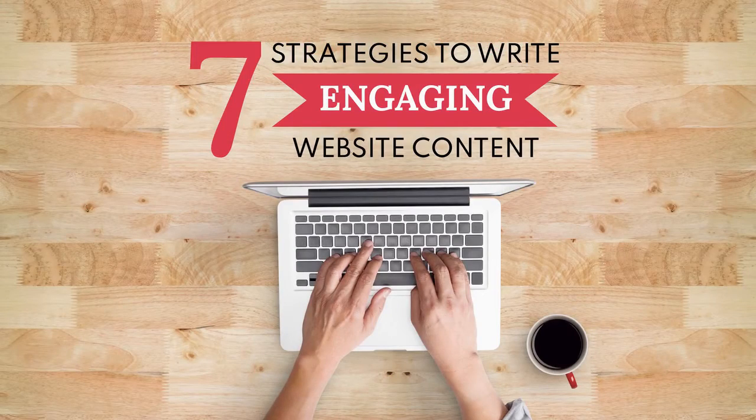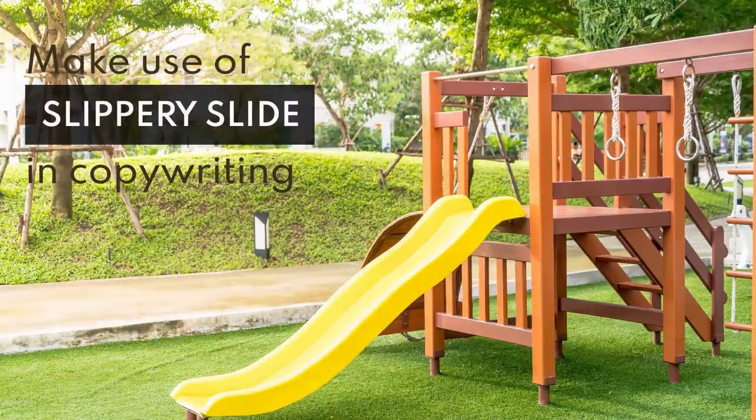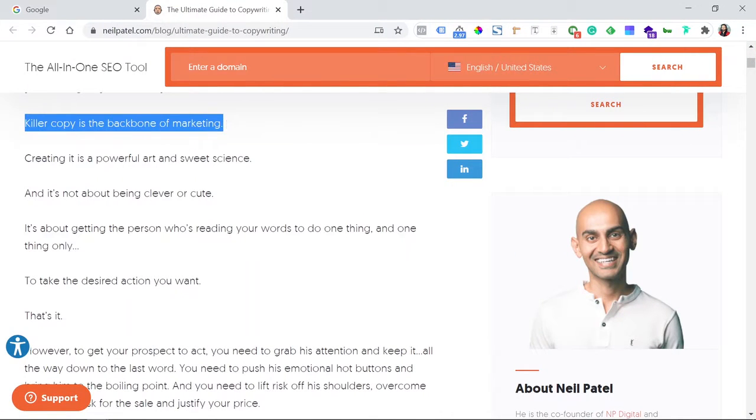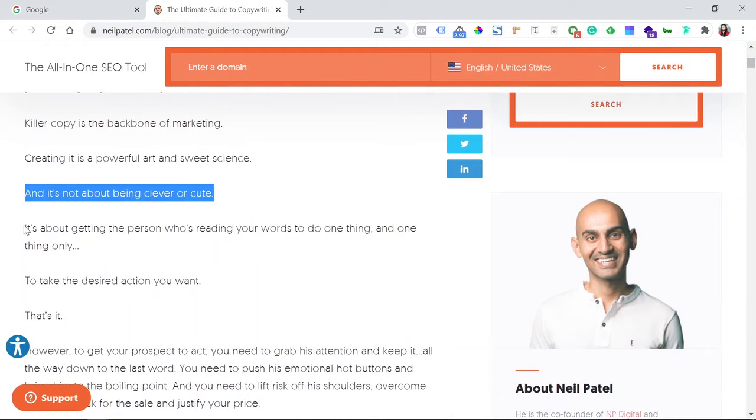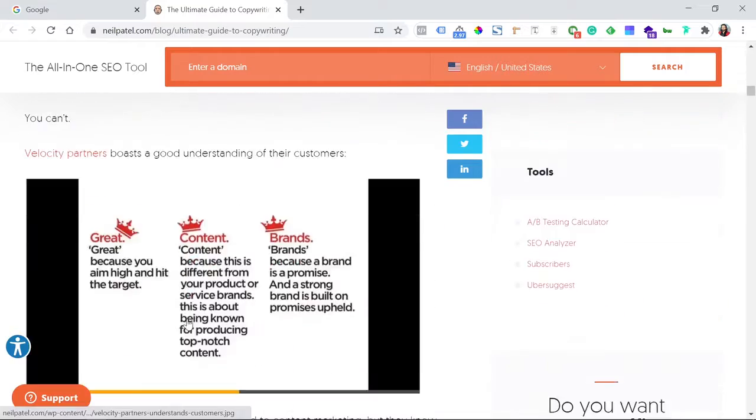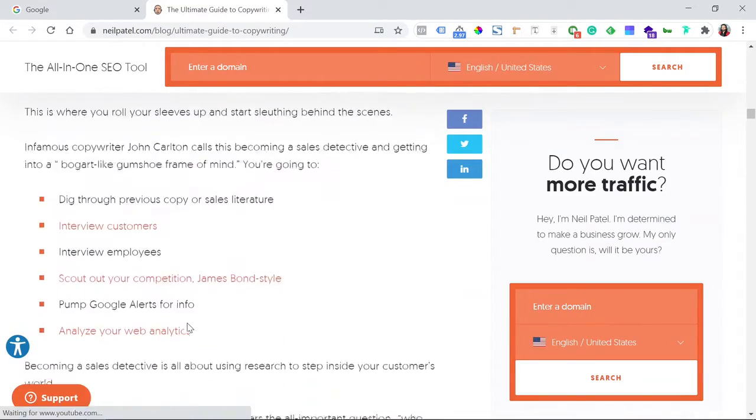Now, I want to share the 7 most important strategies that are used to write highly engaging website content. The first strategy is to use a slippery slide. Yes, it is the same slide on which children play in the park. The short sentences and very short paragraphs have a slippery slide effect and it is very effective in web copywriting. We always want to make the visitor keep reading till the end.